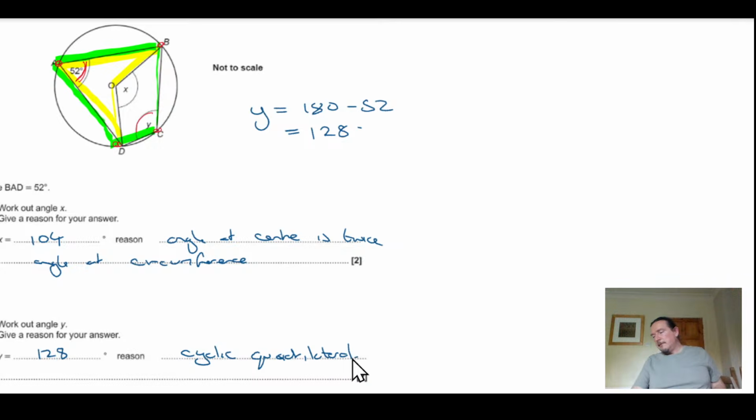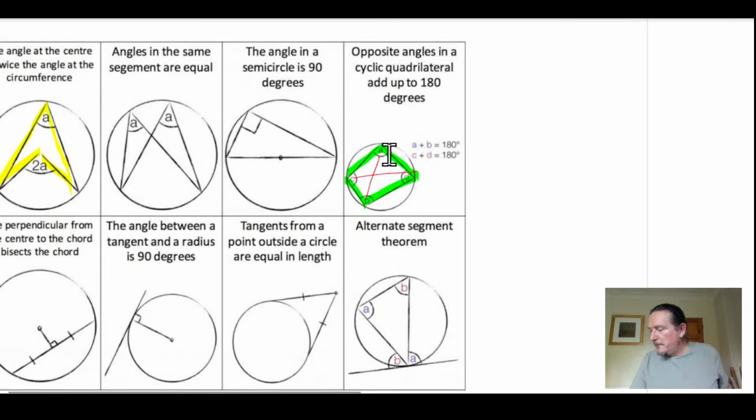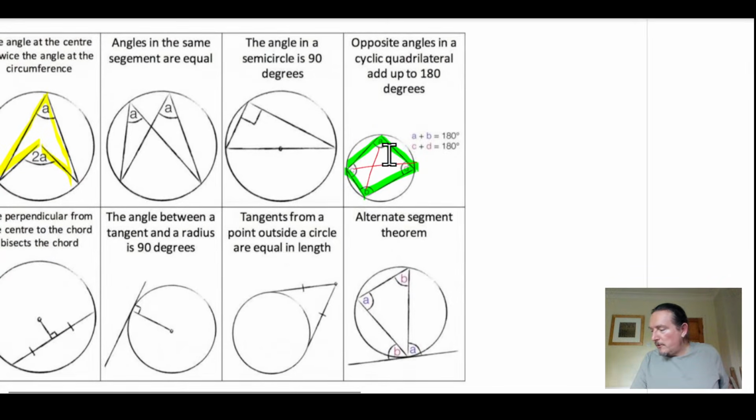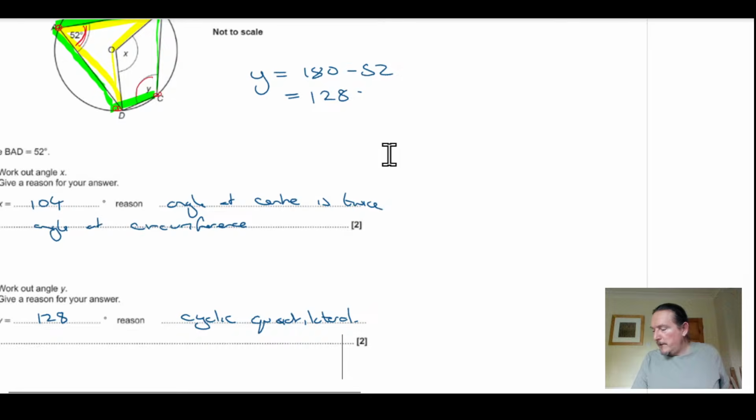Okay, so you don't have to write the whole thing down. There is a minimum amount of words that you need to write down in order to get away with it. So cyclic quadrilateral is probably enough for that one.